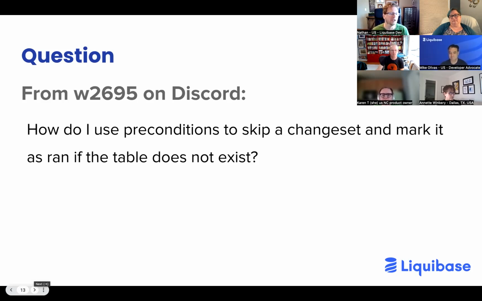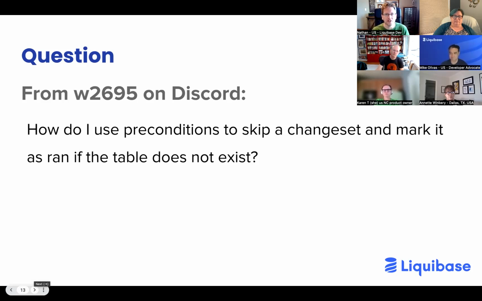So within preconditions, you can do checks. We have a table exists check, for example, so you can just say if this table exists or not. You can put a not around there to say if this table doesn't exist, then the precondition can end up failing. And then on your preconditions section, there's an onFail tag to say what to do when the precondition fails.